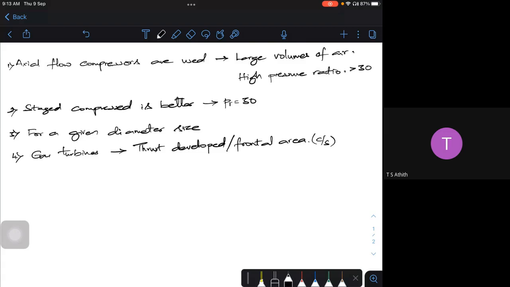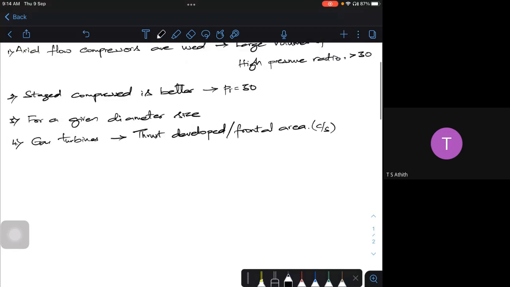Now, we go for a centrifugal compressor when I'm not interested in large mass flow rates, when I'm looking only at the pressures. This is about your axial flow compressor.